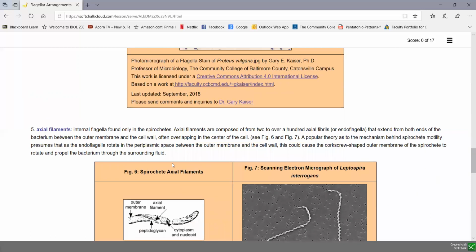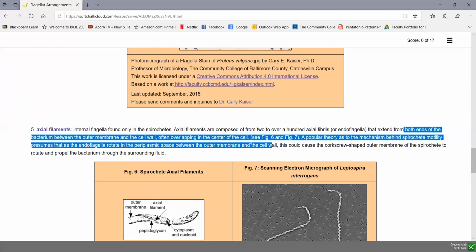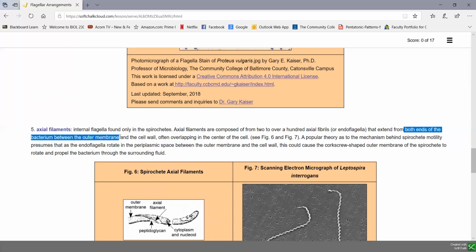And finally, axial filaments are internal flagella. These are found only in spirochetes. So these axial filaments can be composed of anywhere from 2 to over 100 of these axial filaments. And these axial filaments are sometimes known as endoflagella because they're actually located inside the cell rather than extending from the cell like the other flagella we looked at. And they extend from both ends of the bacterium, and they lie between the outer membrane of the cell wall and the peptidoglycan. And they often overlap in the center.